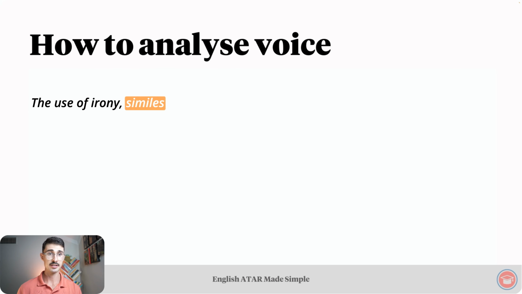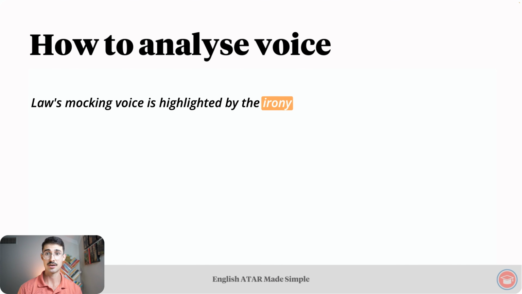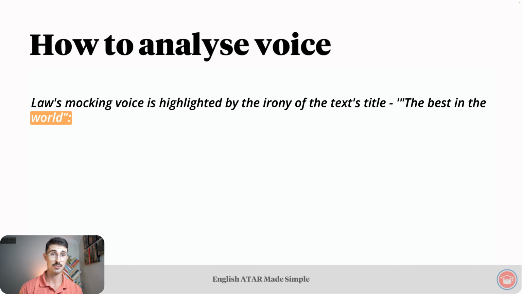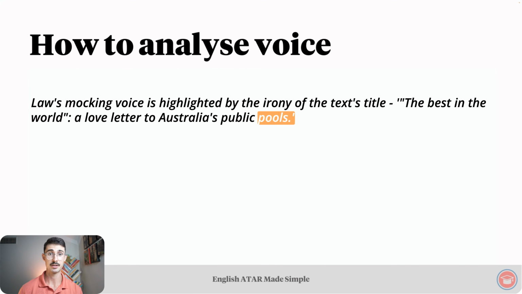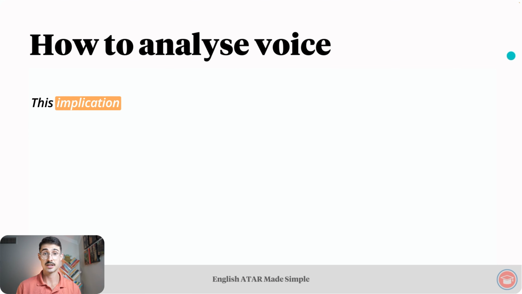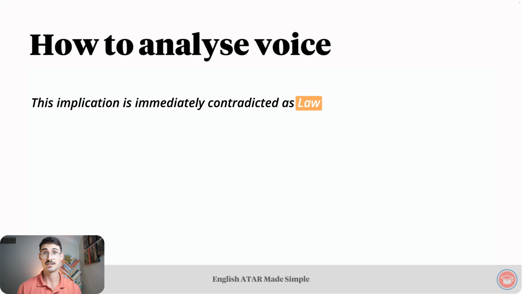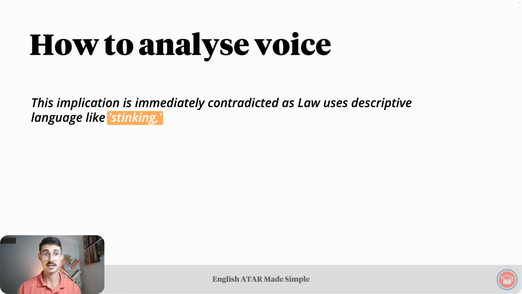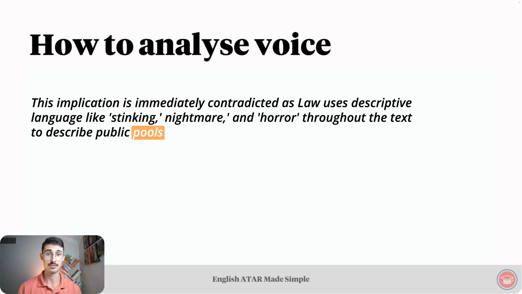The use of irony, similes, and imagery construct a mocking authorial voice. Law's mocking voice is highlighted by the irony of the text title, The Best in the World, a Love Letter to Australia's Public Pools. Using the words best and love in the title implies the text will depict Australia's public pools in a favourable light. This implication is immediately contradicted as Law uses descriptive language like stinking, nightmare, and horror throughout the text to describe public pools in Australia, establishing a satirical tone.